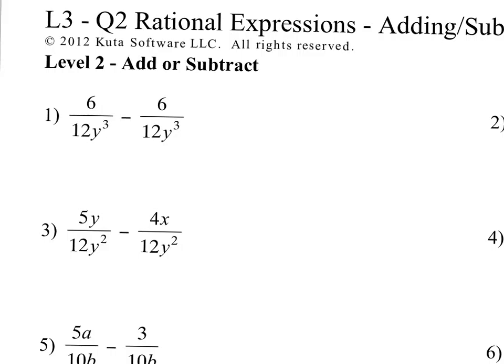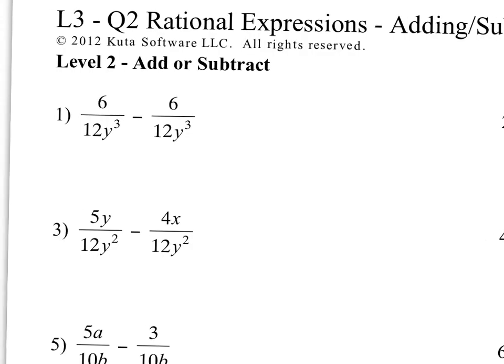With the L3 retakes, you want to make sure that you have a common denominator. And so when you are adding or subtracting with common denominators, you're going to keep that denominator for your answer, and then just subtract the numerator. So 6 minus 6 would give us 0. Then you can simplify at the end. So 0 over 12y to the third will give you 0 for a final answer. Either one would be acceptable.